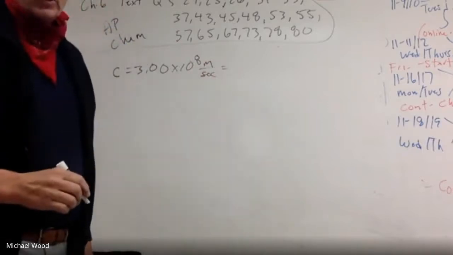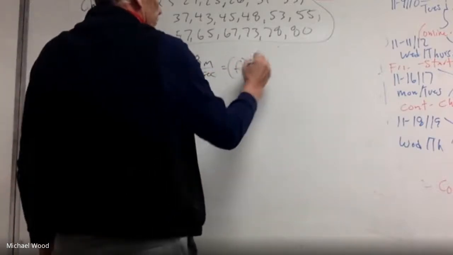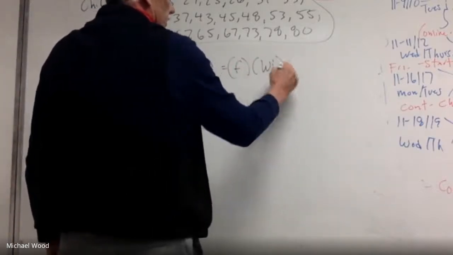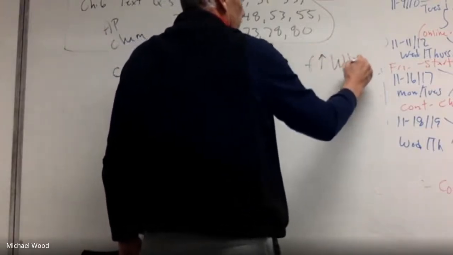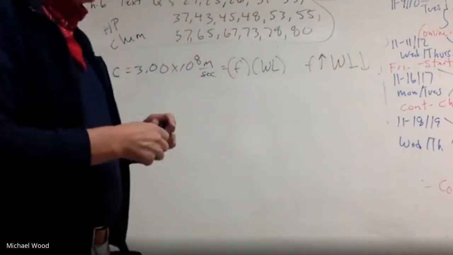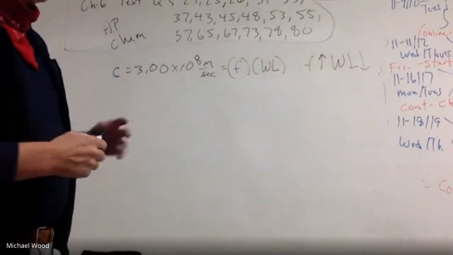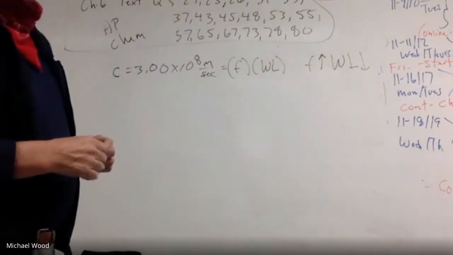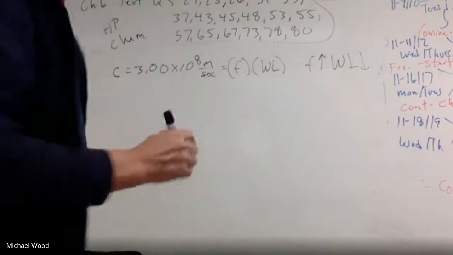And just to be simple, instead of using the Greek letters, I'm just going to use F for frequency and wavelength. Again, make sure you know that frequency goes up, wavelength goes down. Later in the chapter, we're going to throw energy in here, and we'll say that energy is directly related to frequency. So as the energy goes up, the frequency goes up as well.